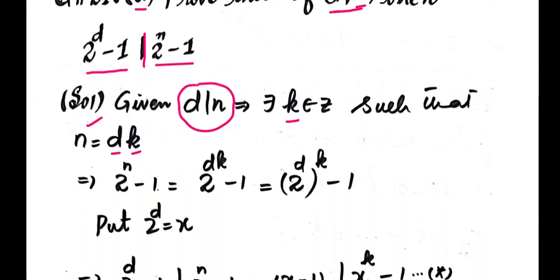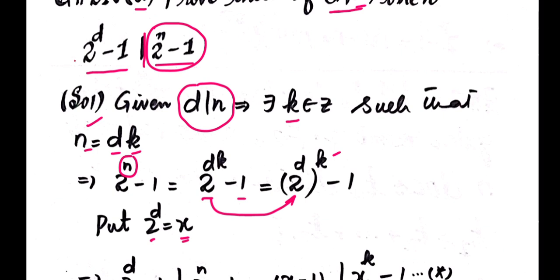Substituting this value of n in the expression 2 raised to power n minus 1. So when we substitute n is equal to dk, we have 2 raised to power n minus 1 is equal to 2 raised to power dk minus 1. By using the law of exponent, this number can be written as 2 raised to power d whole power k minus 1. We suppose this number 2 raised to power d is equal to x.